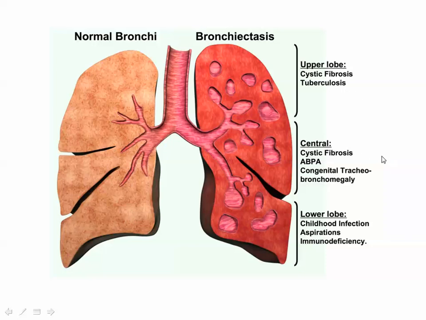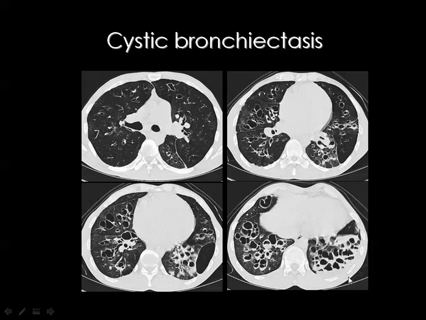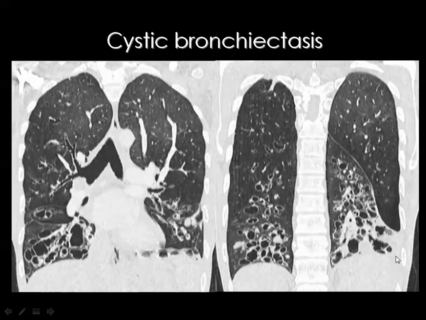Central bronchiectasis in the middle lung zone, like they are seen also in cystic fibrosis, and allergic bronchopulmonary aspergillosis, in the congenital tracheobronchomegaly. Lower lobe bronchiectasis are seen in a childhood infection, aspiration pneumonias, and immunodeficiency. And this patient with extensive cystic bronchiectatic changes showing most of the previously mentioned signs like the string of pearls, the track sign, and signet ring sign with multiple air fluid levels representing superadded infection.